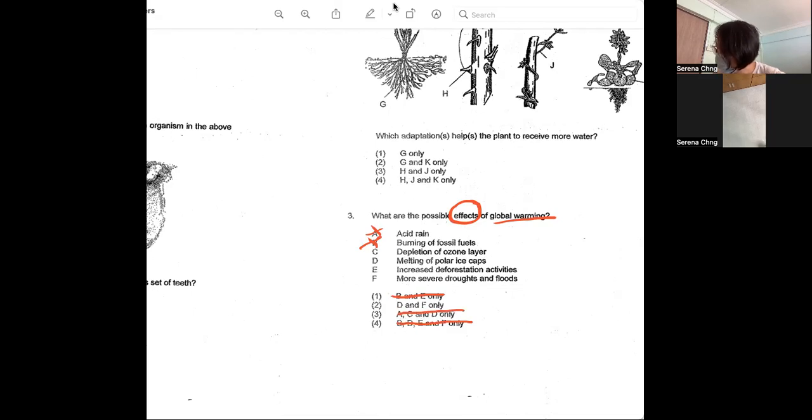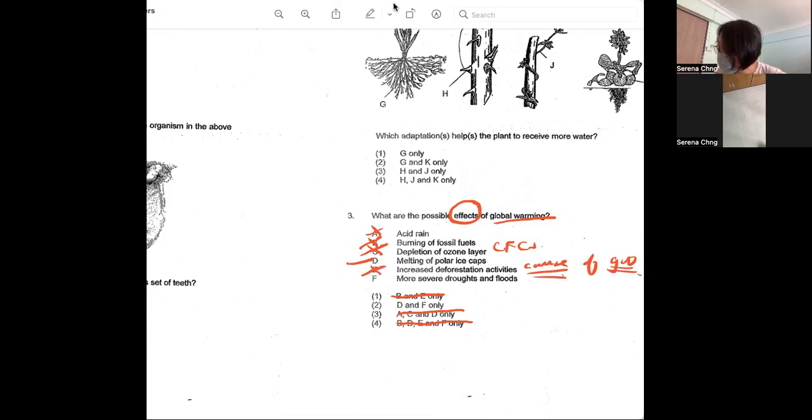So now we look at each option. Option C, depletion of ozone layer, is an effect of us using chemical products that contain CFCs. So no. Melting of polar ice caps, yes, because of increase in global temperature. Increased deforestation activities is a cause of global warming, not an effect. So E is also wrong.